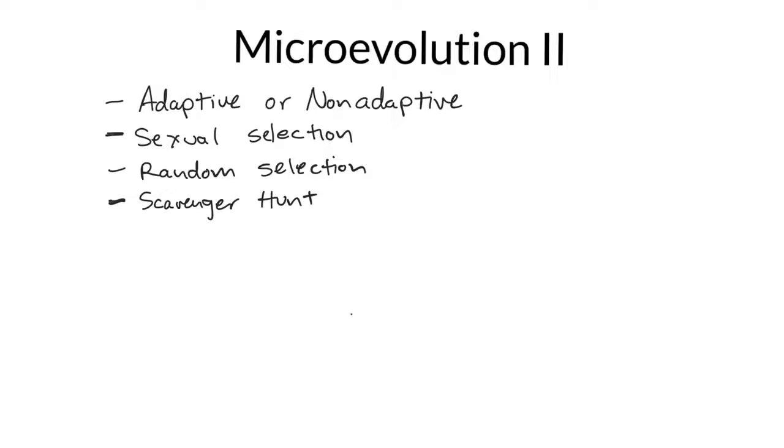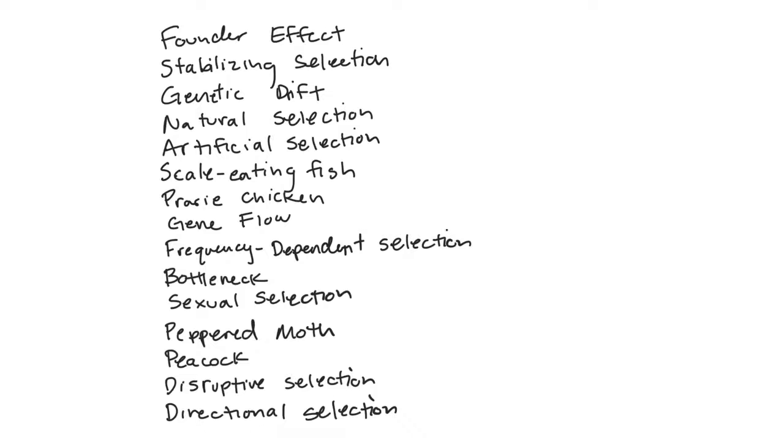So we'll talk about these other types of selection, sexual selection and random selection, and then we'll have a scavenger hunt, and that'll be your quiz. So however many things you can turn in, you'll get a certain amount of points per thing on the scavenger hunt. All right, so we'll come back to this.